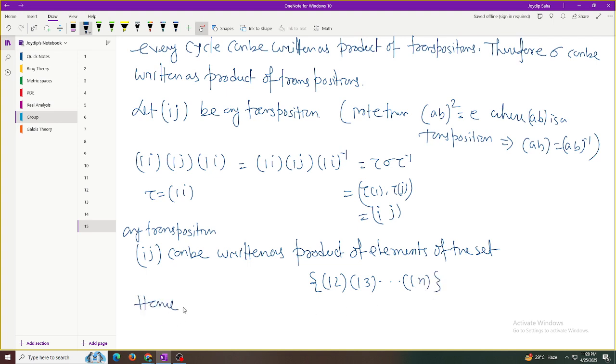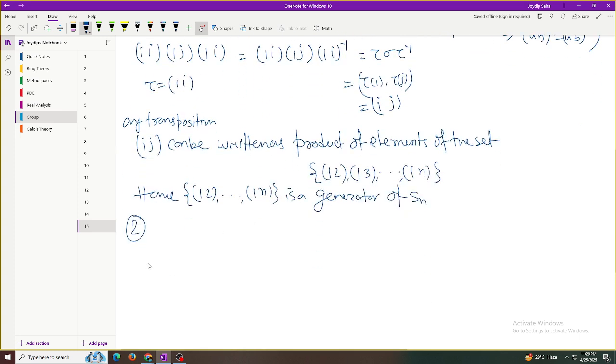Hence every transposition can be written as a product of these elements. Therefore sigma can be written as a product of these elements. Hence, because you write this product for any transposition, this type of expression, (1 2), ..., (1 n), is the generator of Sn.